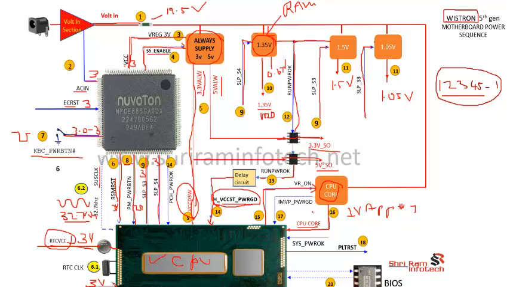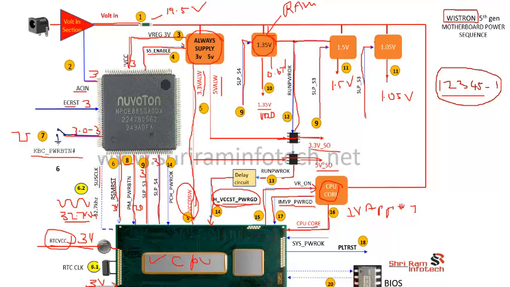Once the CPU core voltage gets stable, this VRM section will generate the power good signal. The power good signal is called IMVP_PWRGD, step number 17. IMVP power good means the CPU core voltage is stable now. Now you can process the next signal. So this signal is received by the CPU.